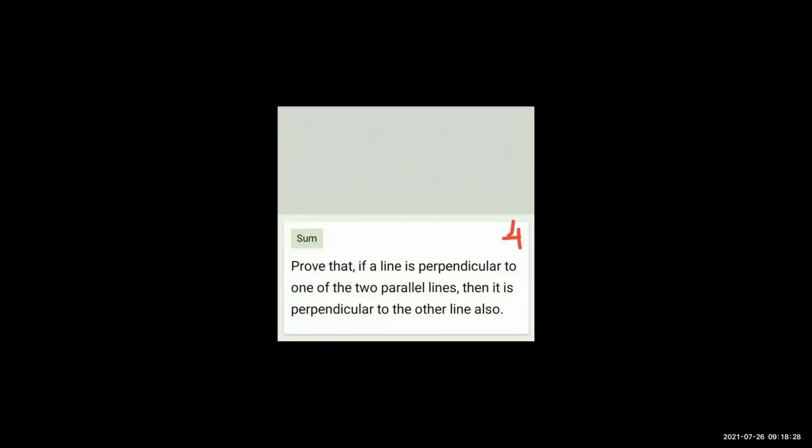We have to see here. What is the example? That if a line is perpendicular to one of the two parallel lines, then it is perpendicular to the other line also. Now what it means is that if a line is perpendicular to one of two parallel lines, so here those are two parallel lines.